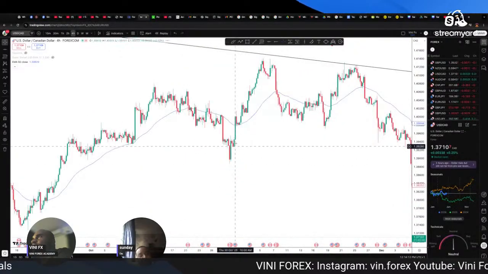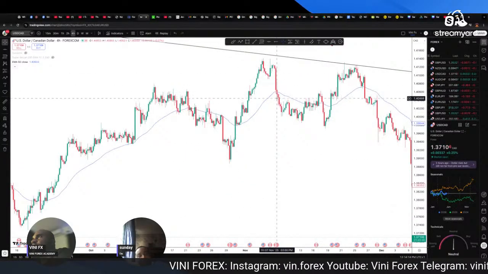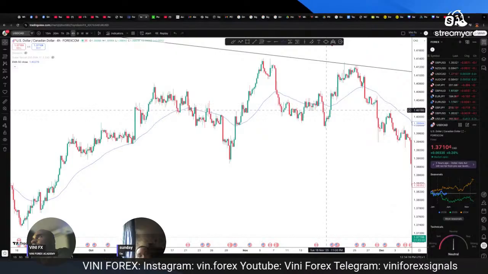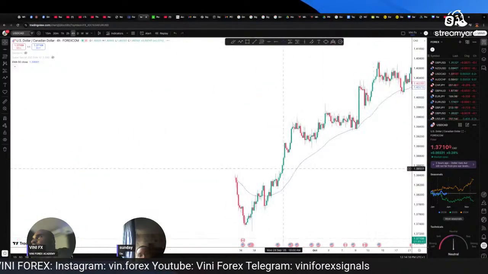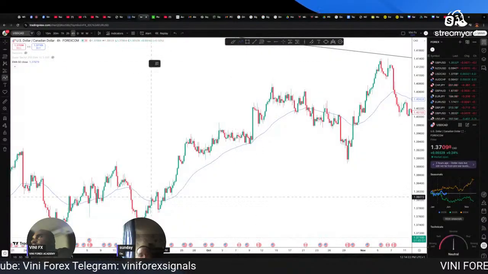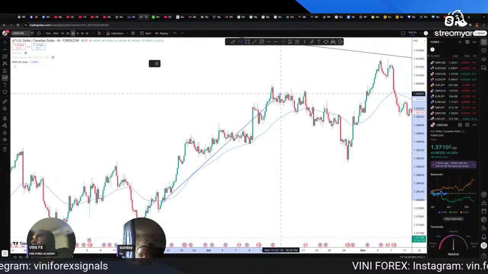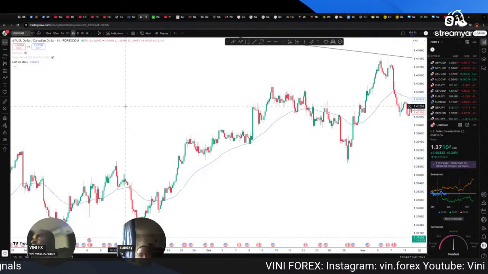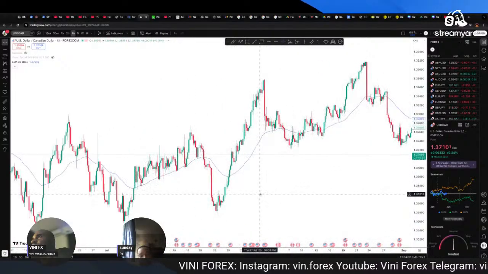Price was above it here, it was buying. Below it here, it sold. Above it, it was buying. Here, above it, price was buying. You see it? Price was buying above it. So it is as simple as that. It's not hard.